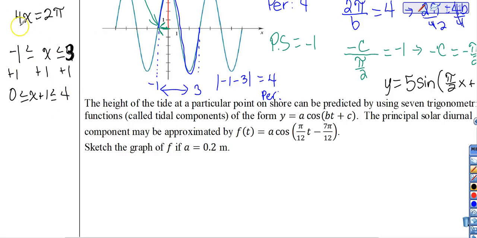I could solve that for x, don't you think? Yes, 4 times what number equals 2 pi? This is what I'm looking for. Divide by 4. X equals pi over 2.